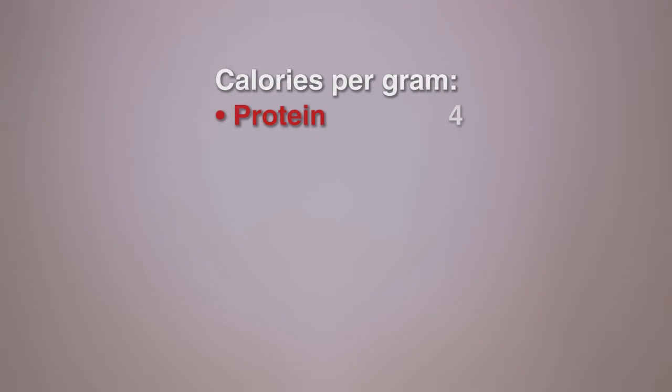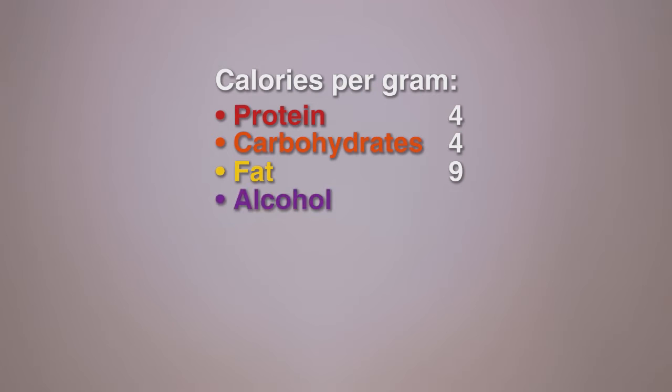Protein generates 4 calories of energy per gram of protein in any food. Carbohydrates also generate 4 calories of energy per gram of carbohydrate in the food. Fat generates 9 calories per gram of fat present in the food, and alcohol generates 7 calories per gram of alcohol in any drink.